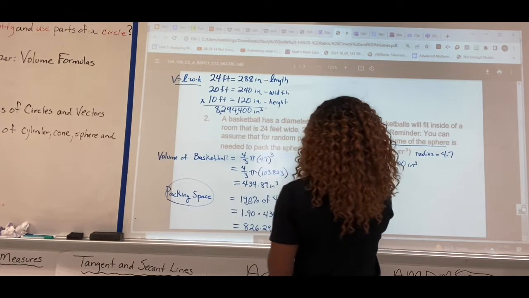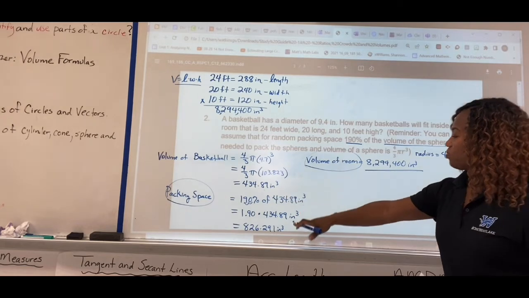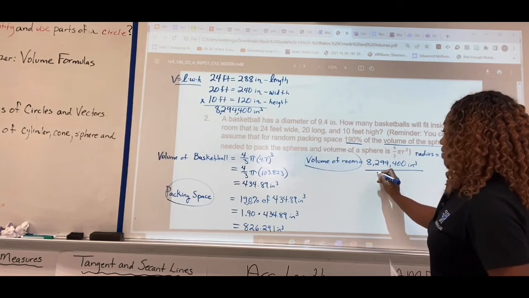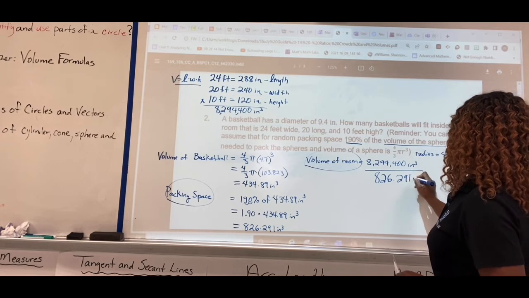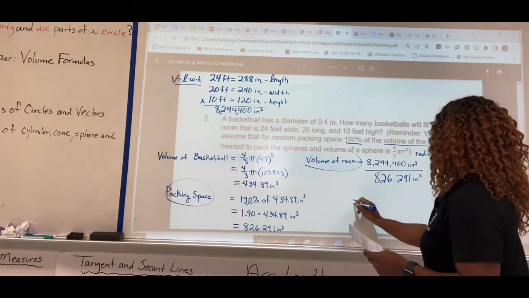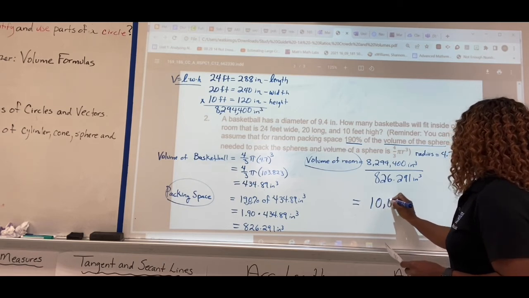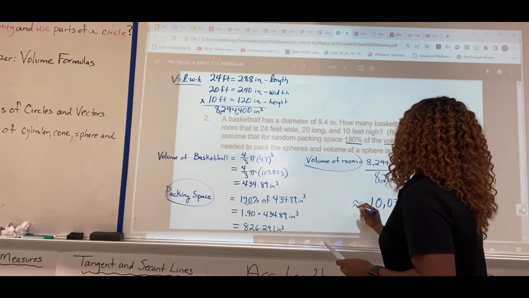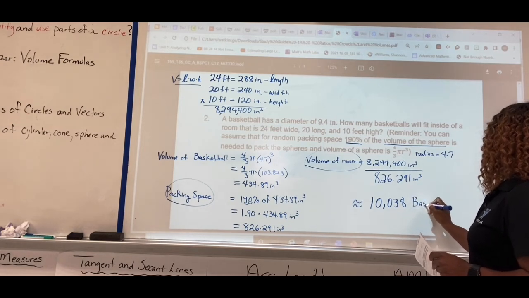All right, so I'm going to take this, and we are going to divide. I'm going to bring in that packing space, which is 190% of the sphere, and divide: the room volume by 826.291. And that gives us a final answer, which I've calculated already, of 10,038. So I'm going to change this to approximately 10,038 basketballs will fit inside the room.